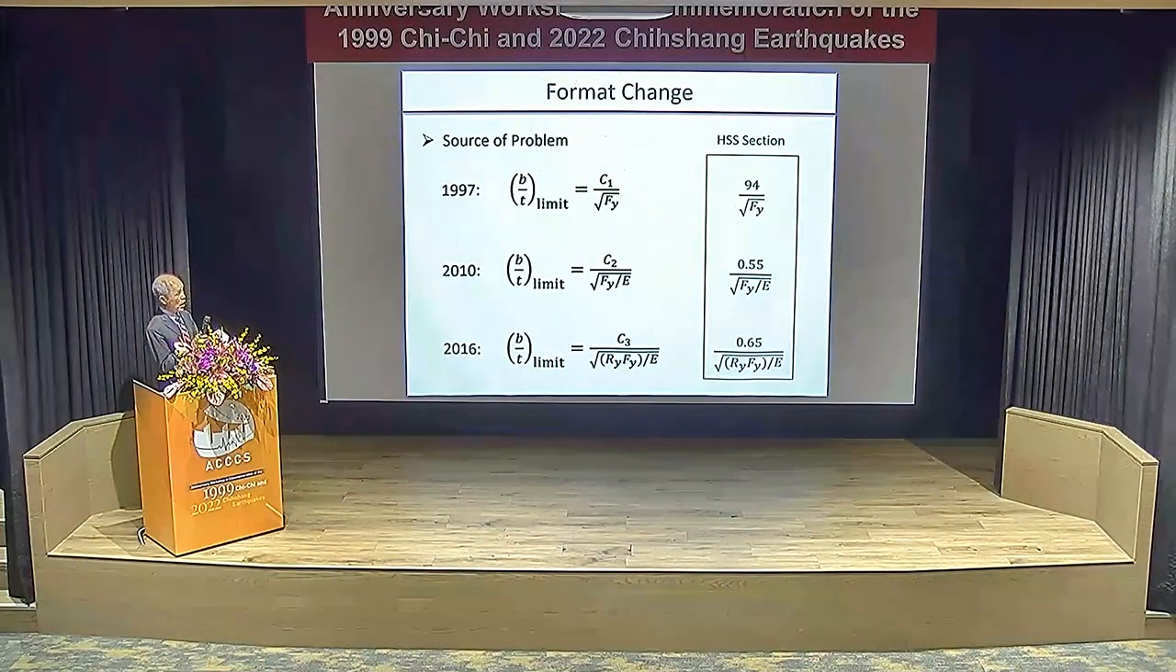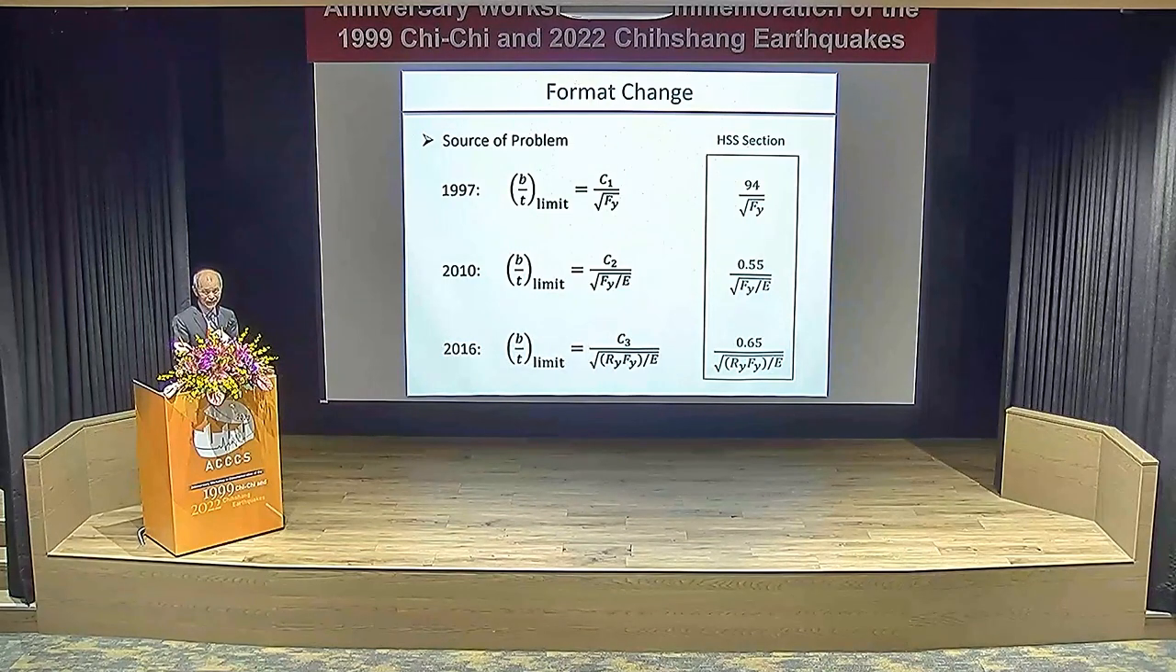You can see, because RY is larger than 1, the numerator for the HSS changed. RY was pretty large, 1.4 at that time when they did the conversion. So the numerator is changed from 0.55 to 0.65. This history is very important. Once you see the new code, you understand what is happening. Those are the background information. They don't want to change anything, but they change the format, and they introduce the RY.